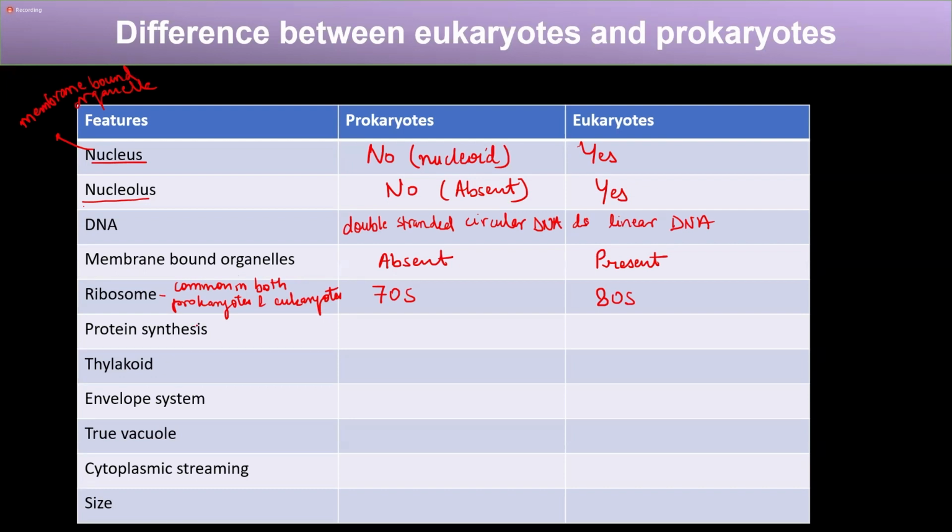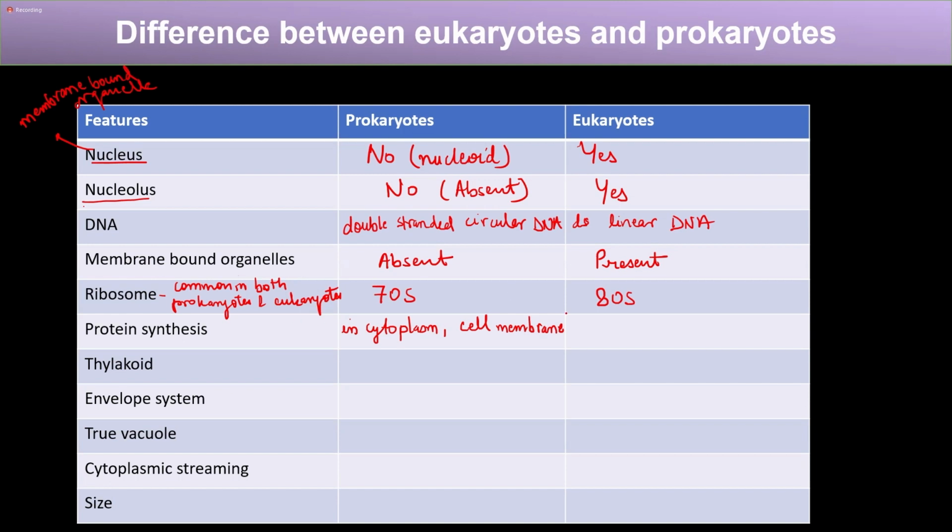Now, about protein synthesis. Where does protein synthesis take place? In the case of prokaryotes, it takes place in the cytoplasm because it does not have any specialized compartment for protein synthesis. Or you can say on the plasma membrane as well, because you remember this ribosome is also attached onto the plasma membrane. So protein synthesis takes place in both the cytoplasm and the cell membrane or plasma membrane.